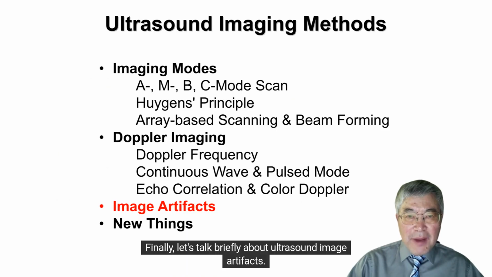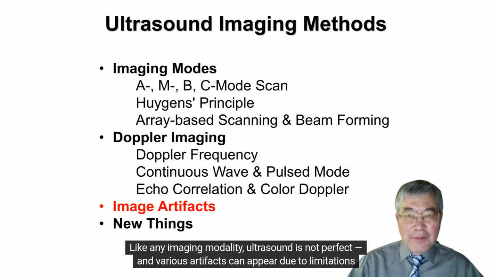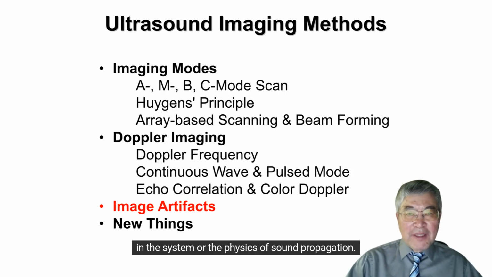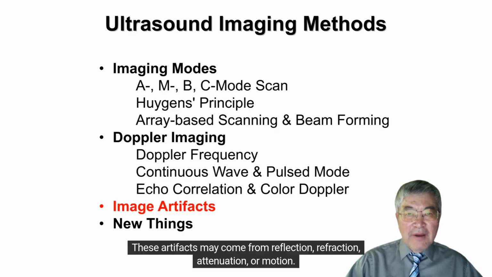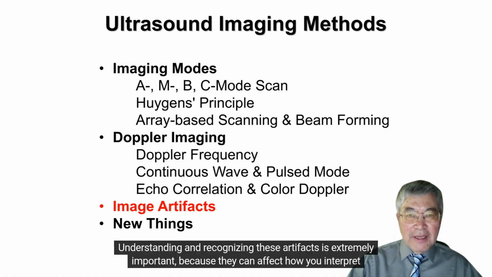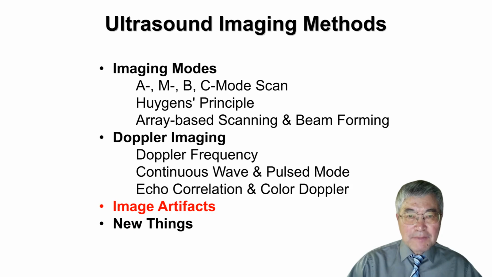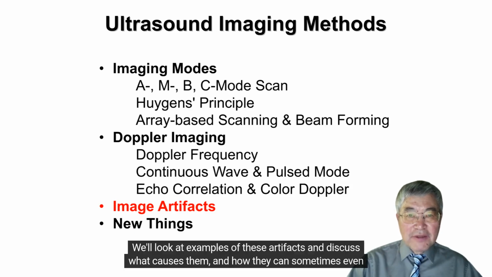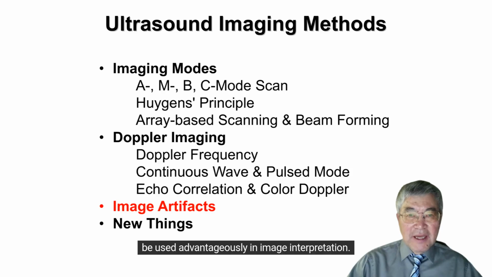Finally, let's talk briefly about ultrasound image artifacts. Like any imaging modality, ultrasound is not perfect, and various artifacts can appear due to limitations in the system or the physics of sound propagation. These artifacts may come from reflection, refraction, attenuation, or motion. Some are simply distortions, while others can mimic real anatomical structures. Understanding and recognizing these artifacts is extremely important because they can affect how you interpret the image. We'll look at examples of these artifacts and discuss what causes them and how they can sometimes even be used advantageously in image interpretation.